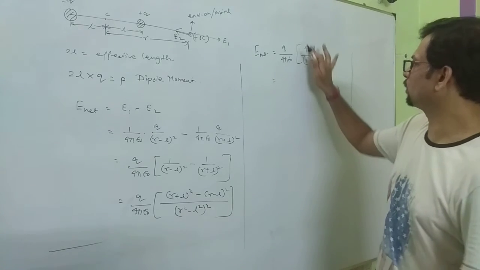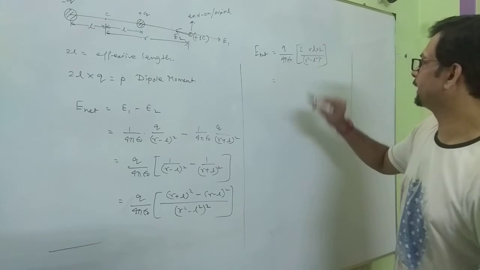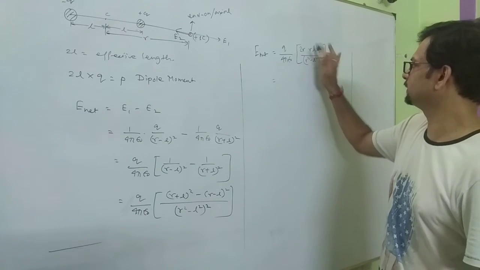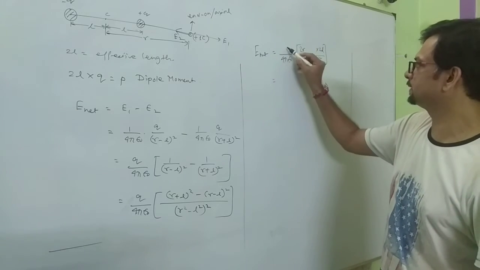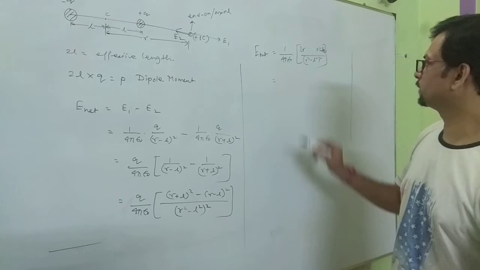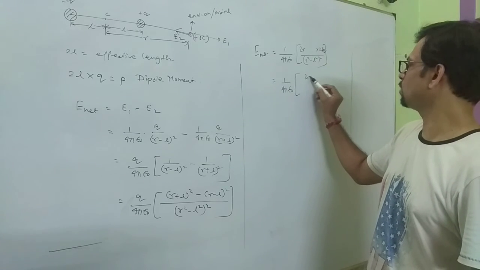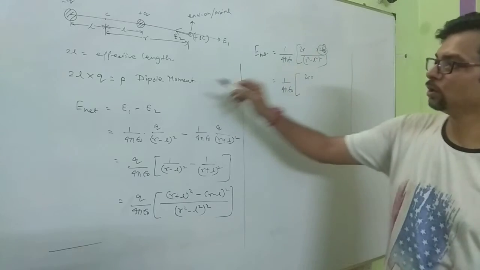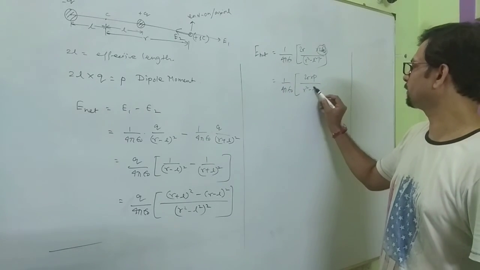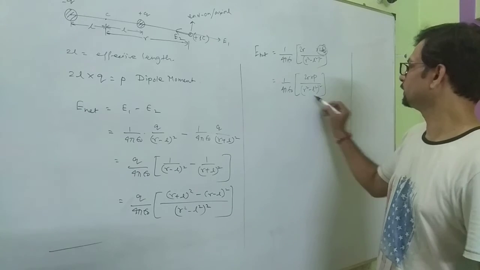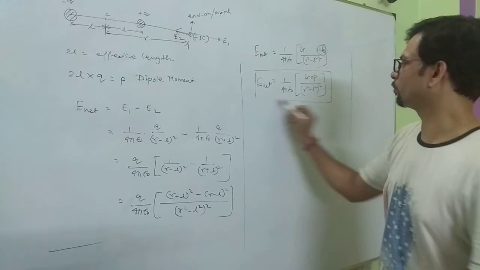Now this 4 can be written as 2 into 2. This R is given to this 2, this L is given to this 2, and this Q is given to this 2. So it becomes 1 by 4 pi epsilon naught into 2R into 2LQ. 2LQ is P. So we can write P by (R square minus L square) whole squared. This is the expression for E net at the end-on point.